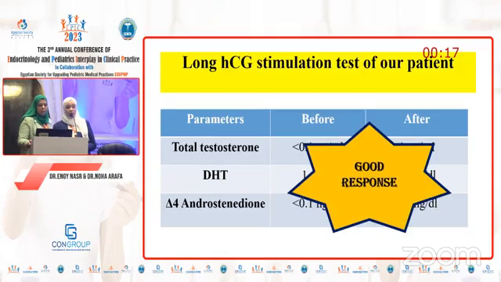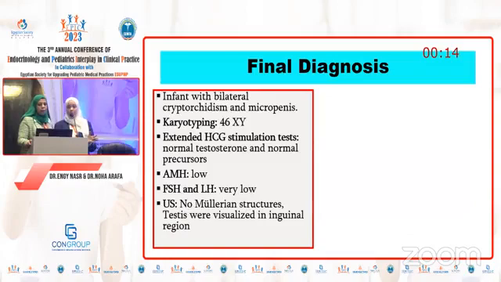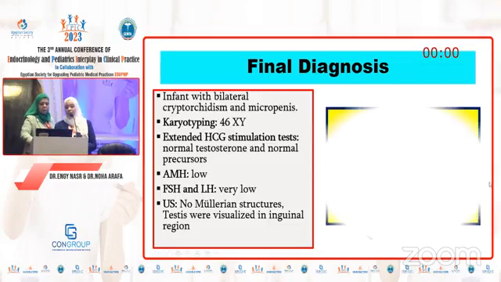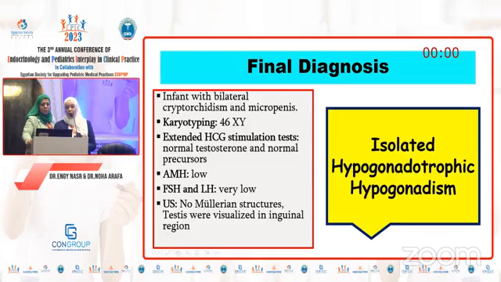So to sum up, our patient is an infant with bilateral nonpalpable testes, micropenis, 46XY DSD with good response to HCG stimulation test, normal precursors with low anti-Mullerian hormone, low FSH and LH, both basal and post HCG stimulation, with no Mullerian structures. So we finally reach the diagnosis of isolated gonadotropin deficiency.